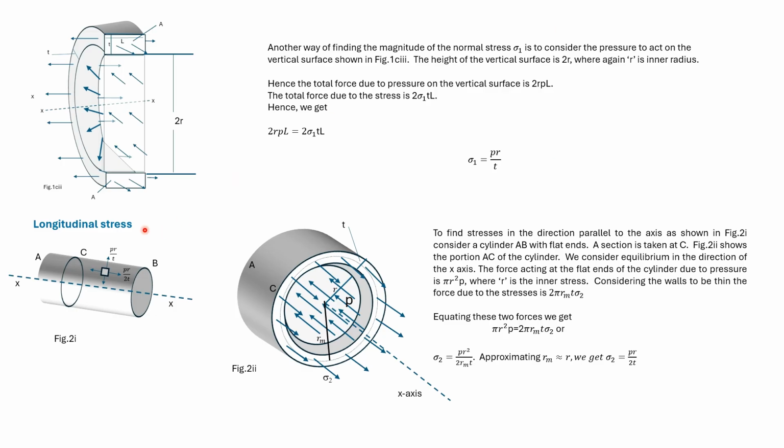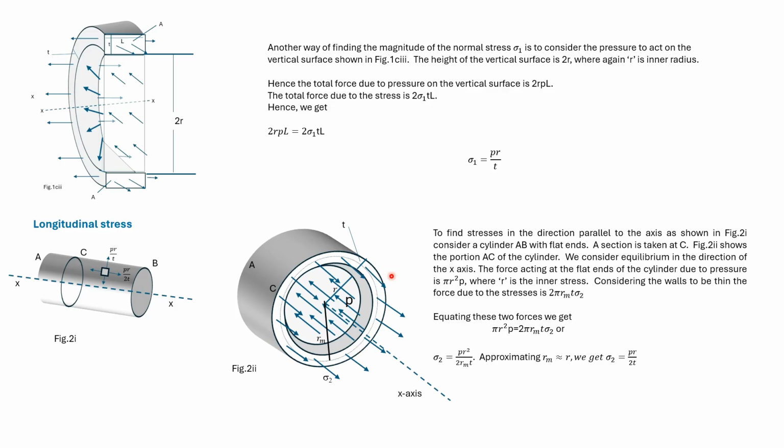We now find an expression for longitudinal stress. We consider a cylinder with flat ends. We take a section perpendicular to the axis at C. We then consider equilibrium of the portion AC. The flat end will be subjected to a force due to the pressure P. This ring-shaped portion will be subjected to a force due to the stress sigma 2. The area of the flat end is pi r squared, where r is the inner radius of the cylinder. So the force acting on the flat end is pi r squared into P.